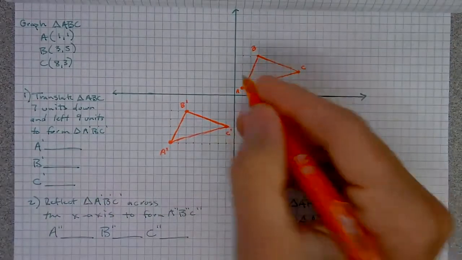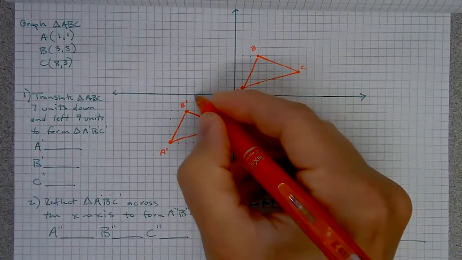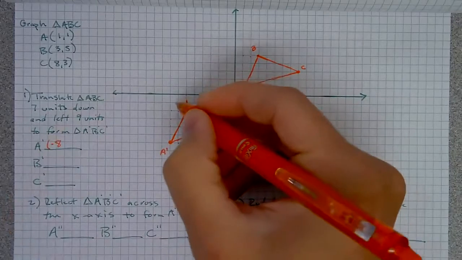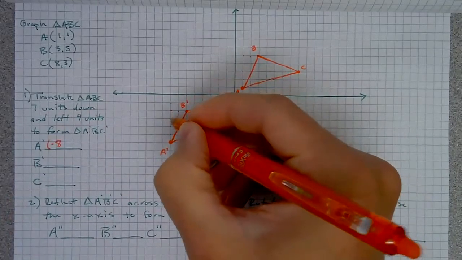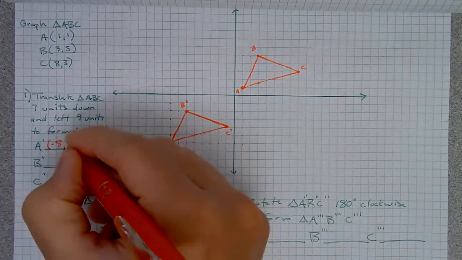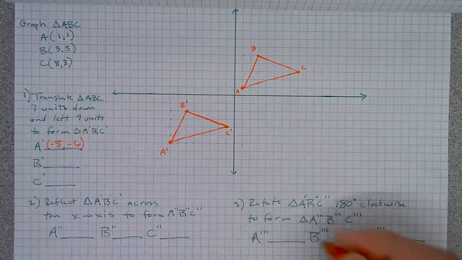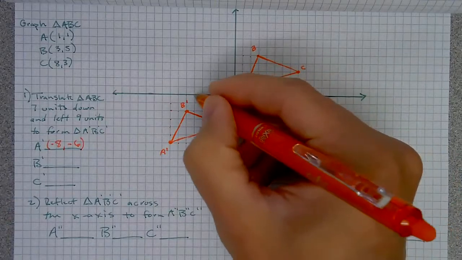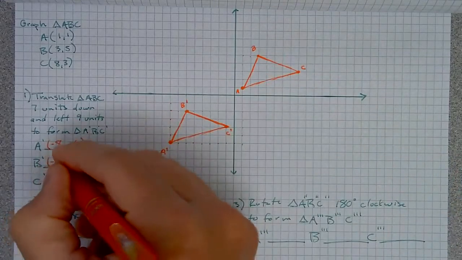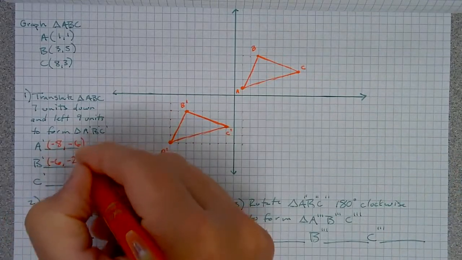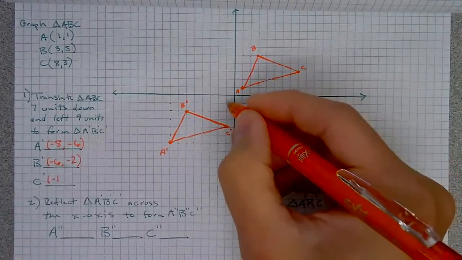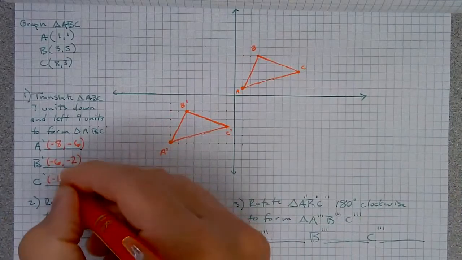Alright, so label the points. So A prime is at -8, -6. B prime is at -6, -2. And C prime is at -1, -4.